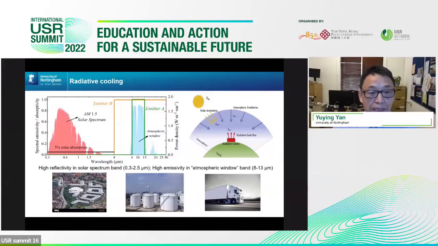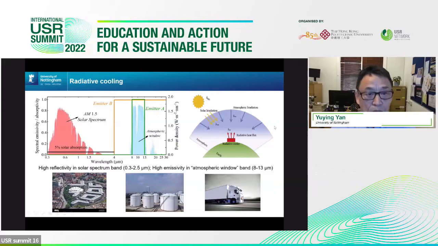So this is the use of the high reflectivity in the solar spectrum band, that is 0.3 to 2.5 micrometers, and the high emissivity in the atmospheric window band, about 8 to 13 micrometers. So we use these functions for applications to transportation, oil tanks and buildings, and that could supply so-called radiative cooling.